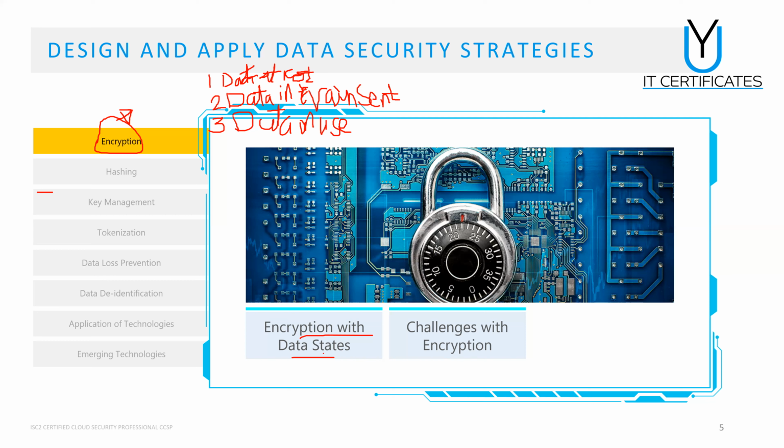But again, encryption is very important because it will create real isolation between different users. The encryption implementation, as we mentioned, has three different data states: data at rest, data in transit, and data in use.